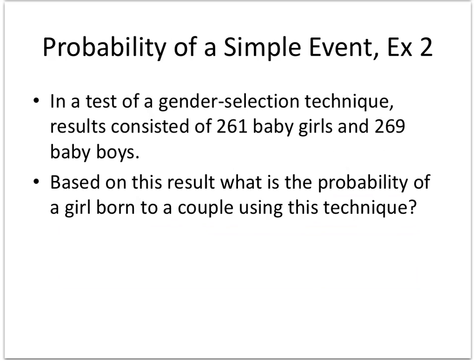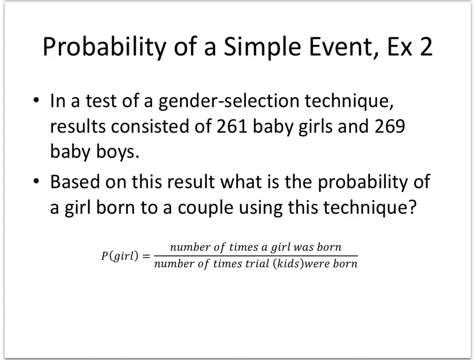In a test of a gender selection technique, results consist of 261 baby girls and 269 baby boys. Based on this result, what is the probability of a girl born to a couple using this technique? We take the number of times a girl was born and divide by the total. So the number of times a girl was born, 261, over the total, adding the girls and the boys. I get my fraction, and I simply put that in my calculator and divide to get my probability. And remember again to look at this and logically say, does that make sense? It is a number between 0 and 1.